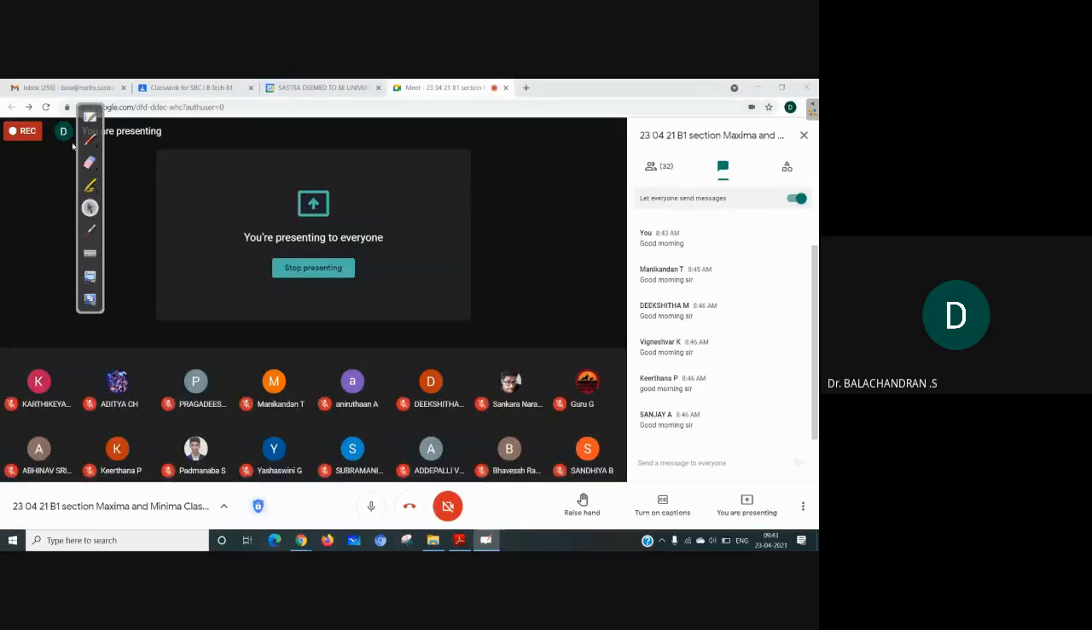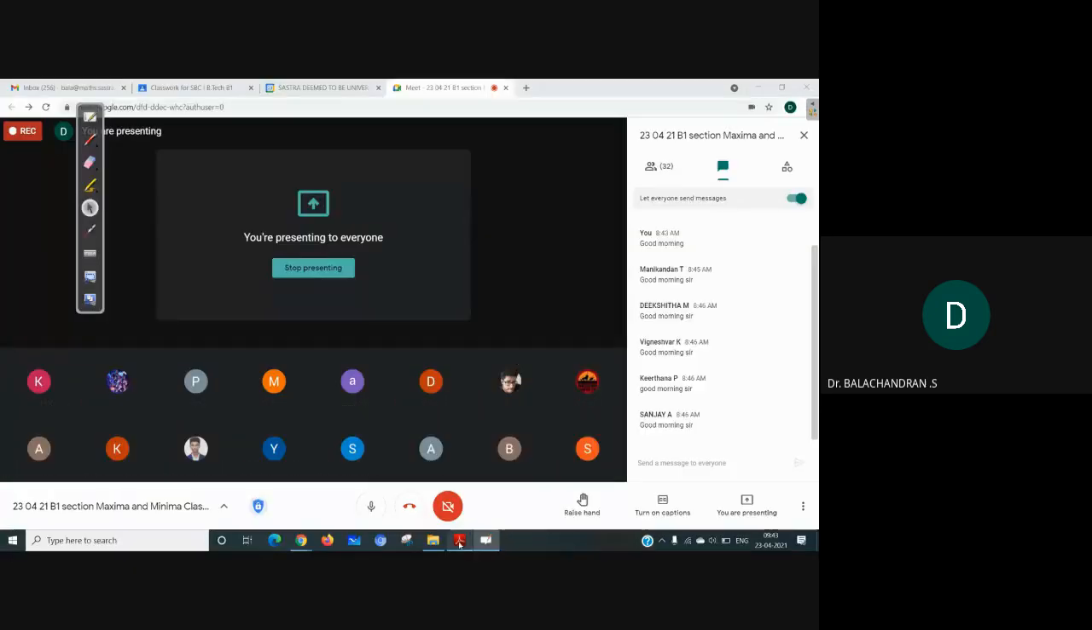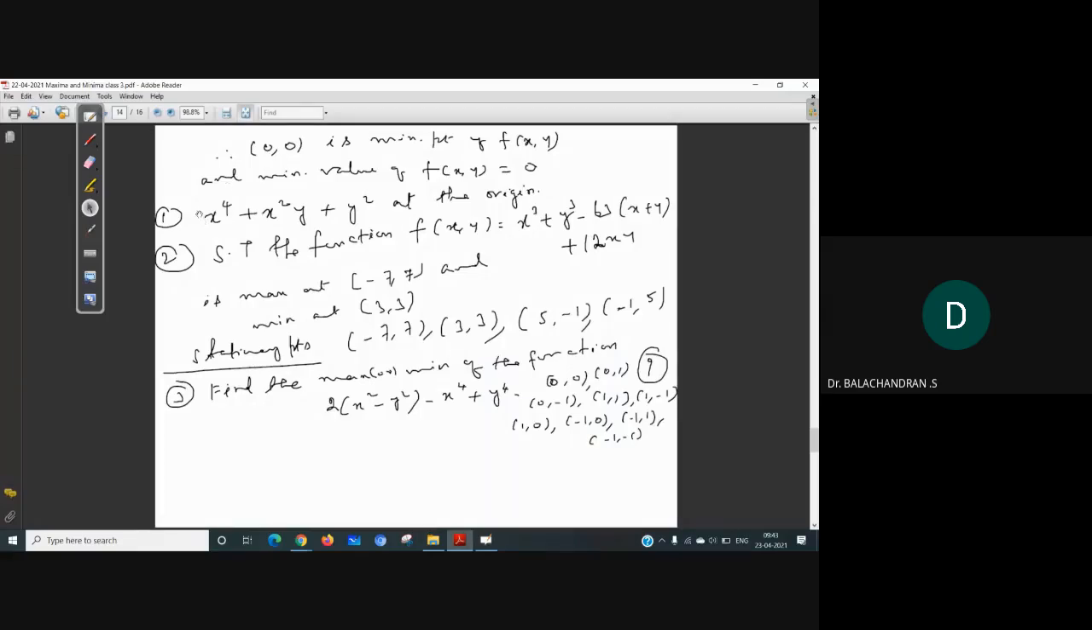Okay, now I'll give some more columns for practice. So please write down these 3 columns. First column, x power 4 plus x square y plus y square at the origin. I am not writing on the whiteboard, because I already wrote for some other section. So please write down quickly. I think I gave this column; the first column I already gave, so there is no need to write.